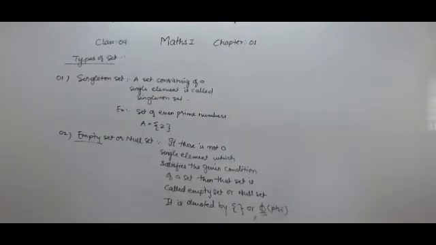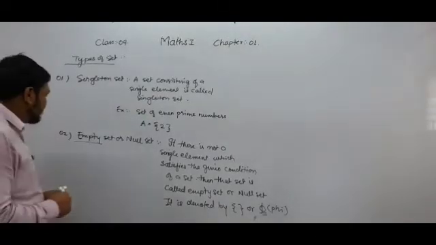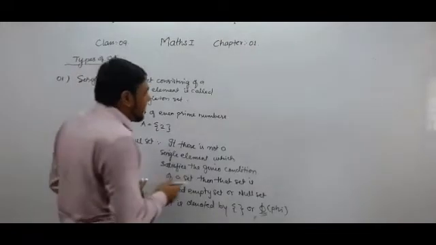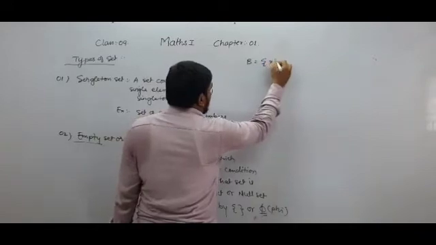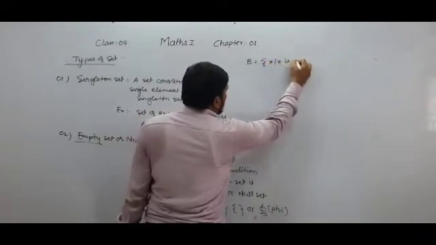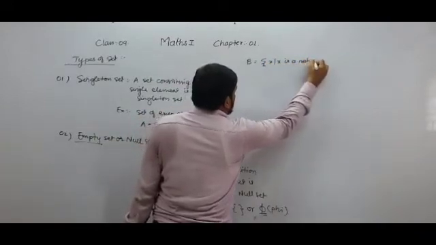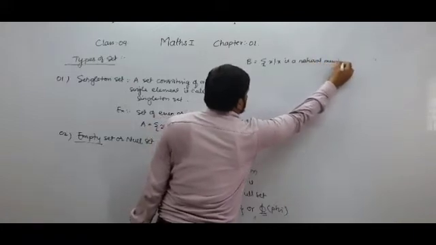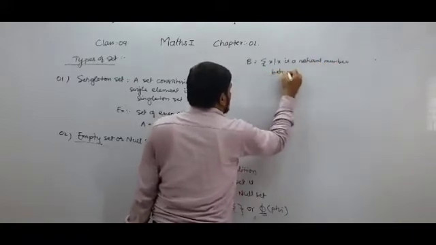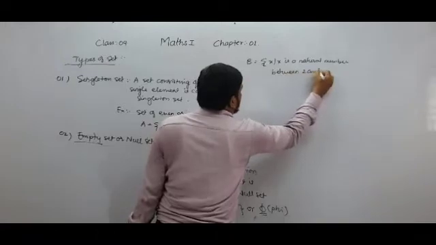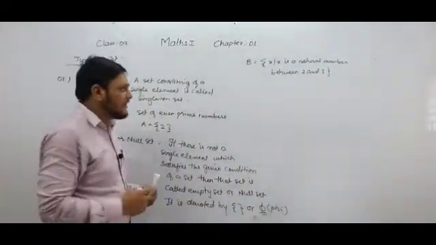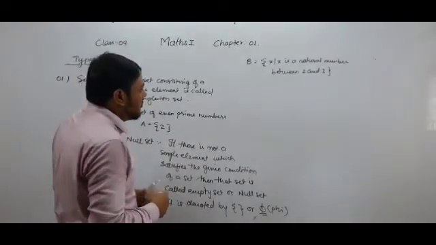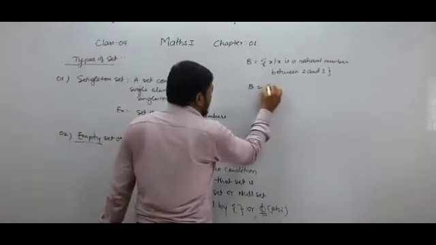Before studying the finite set, let us take an example of an empty set or null set. Let us consider a set B. B is equal to x such that x is a natural number between 2 and 3. So students, is there any natural number between 2 and 3? No. So the set B is an empty set or null set.